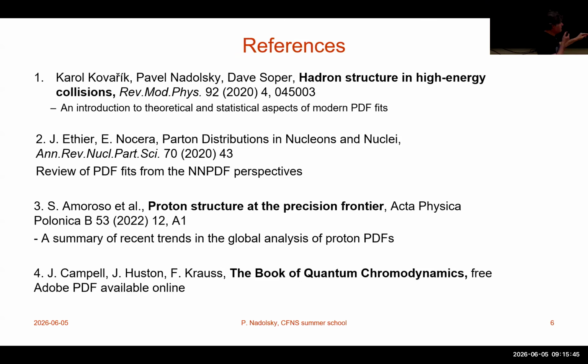There was a paper prepared a few years ago for the Snowmass study that summarizes recent trends in the global analysis of proton PDFs. It is a collective work with about 30 experts on parton distribution functions that will also provide you various viewpoints about how you can think about these issues. For some of these questions, there are several viewpoints that may not necessarily be perfectly identical to each other. Then there are textbooks on QCD, and one of them that discusses at least some of the issues that I will cover is called the Black Book of Quantum Chromodynamics.